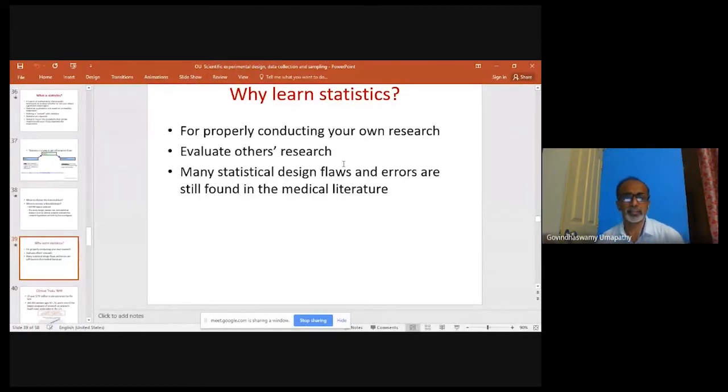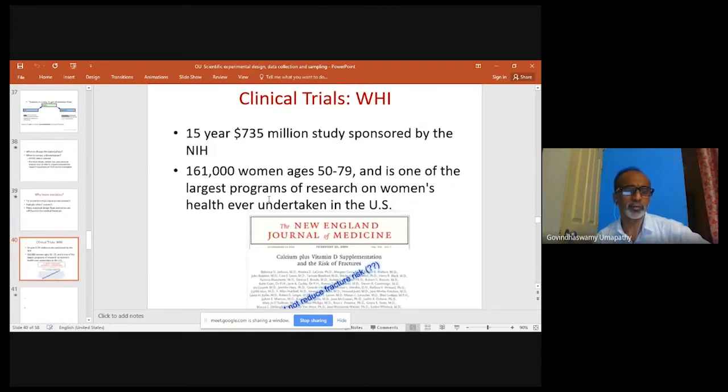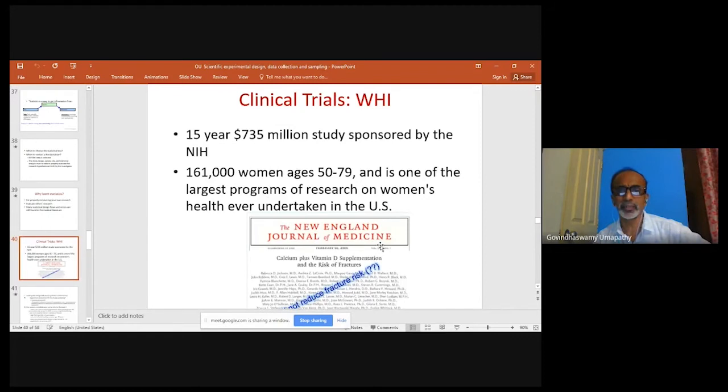Why learn statistics? As I mentioned, it's to properly conduct your own research and evaluate others' research. Many statistical design flaws and errors are still found in medical literature. These are all very common. You can find people doing very flawed research design and ending up with this. A simple example I'll tell you here.